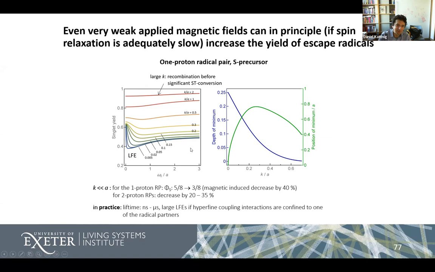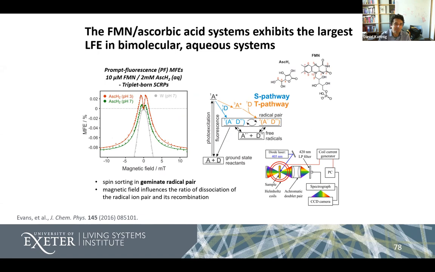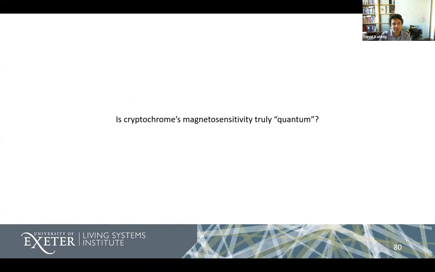And here, this is a system that we have actually measured. I think it is still the system with the largest low field effect that has been recorded in an aqueous solution, namely the flavin ascorbyl system, which shows this very nice low field effect, which amounts to, well, I would say roughly 25% of the saturated magnetic field effect. And that's really all I would like to say in this context. Good.